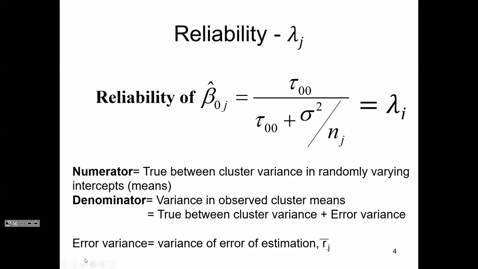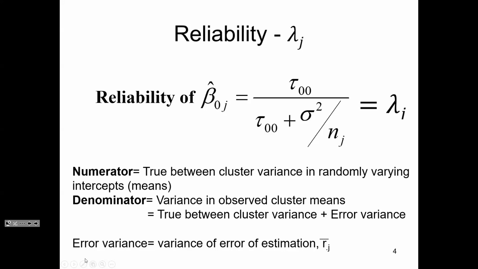And so we talk about this sigma squared over N sub J as the error variance. It's the variance in the error of estimation. It's driven by how much variability there is within a cluster, and then, holding that constant, how big the cluster size is. Tau naught and sigma squared are estimated for a given model, and we have one tau naught and one sigma squared for the whole sample, but N sub J differs across the different clusters.